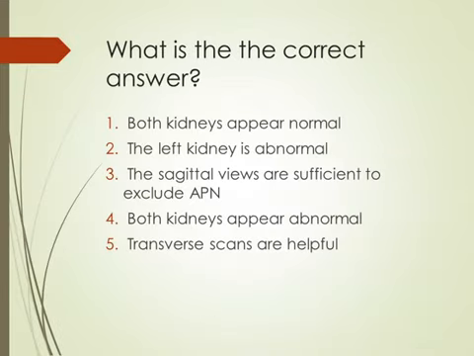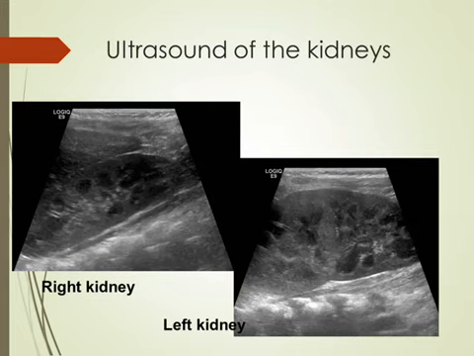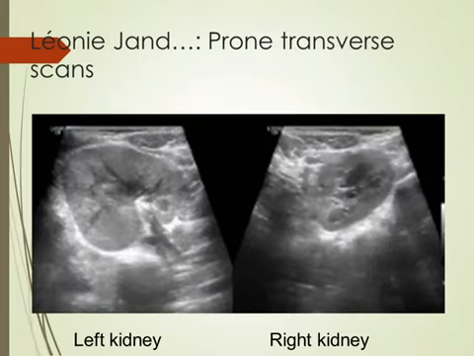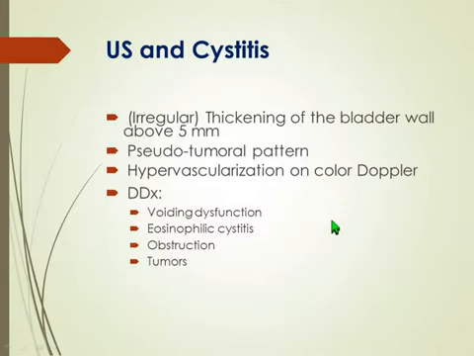So what is the correct answer? Both kidneys appear normal. The left kidney is abnormal. The sagittal view is sufficient to exclude acute pyelonephritis. Both kidneys are abnormal, or transverse scans are helpful. The answer is that prone transverse scans are mandatory. As you can see here on this transverse scan, the left kidney is swollen as compared to the right kidney.